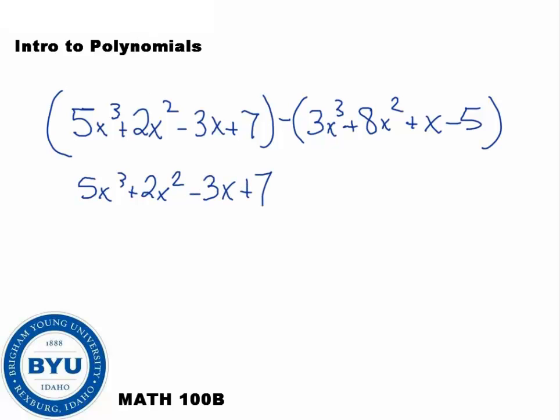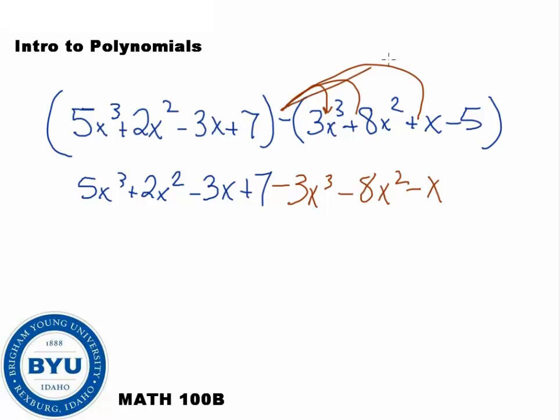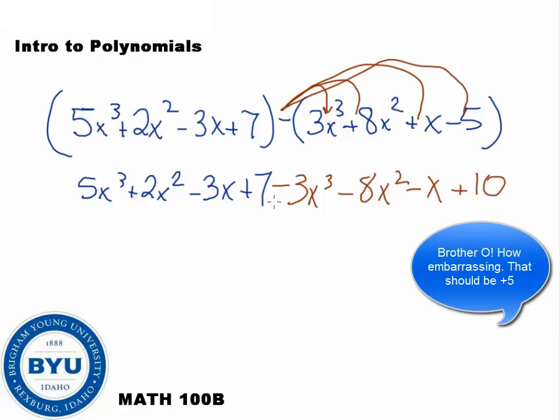And then as we distribute the negative in, we get minus 3x cubed minus 8x squared minus x plus 10. Now this entire problem has the negative distributed through it, and now we can combine like terms. So we've got 5x cubed minus 3x cubed. 5 minus 3 is 2x cubed. They're wearing the same hat, so we can combine them. Here we have 2x squared minus 8x squared, which would leave us with a negative 6x squared.